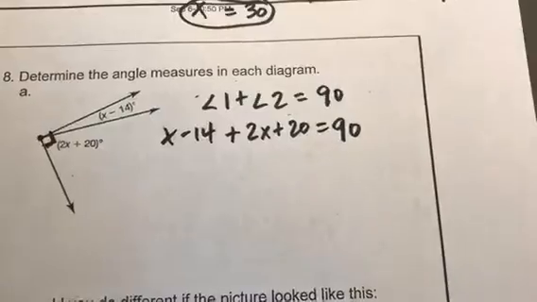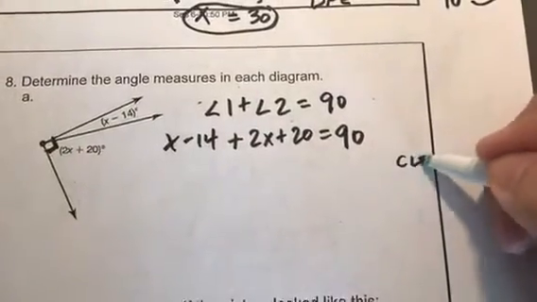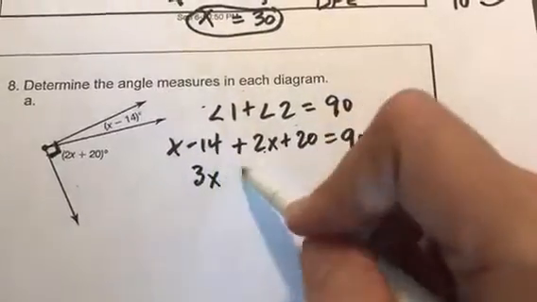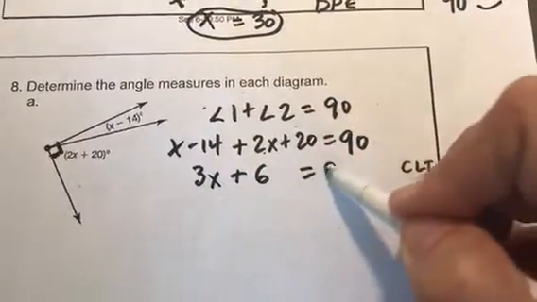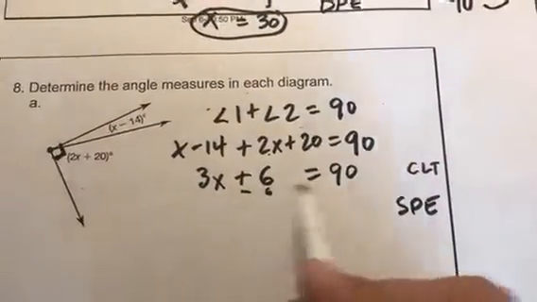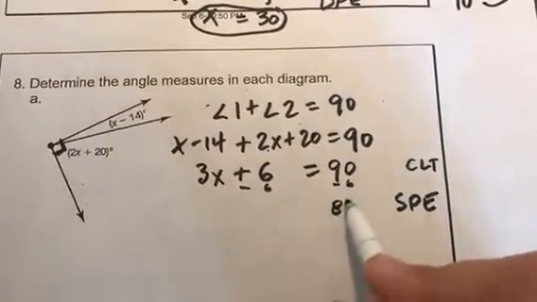And this is similar to one we did in class. We're going to combine like terms. And then I get 6. I'm going to subtract stuff on both sides. So subtract 6 on both sides.